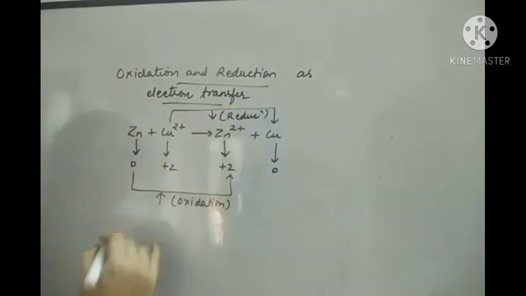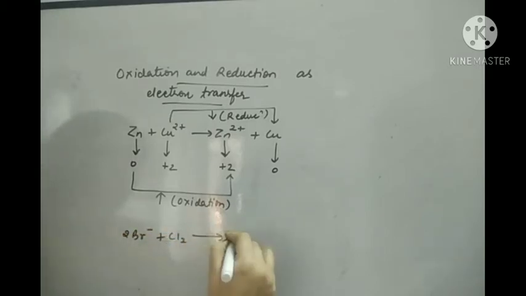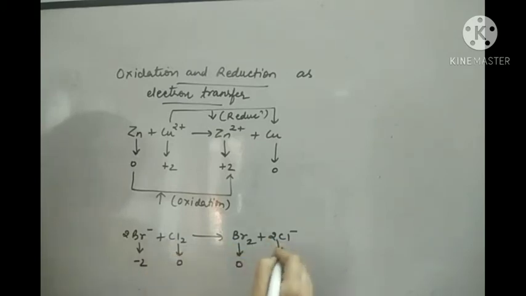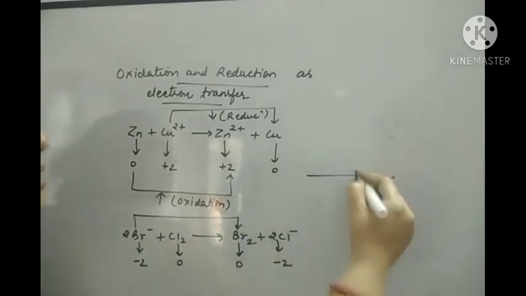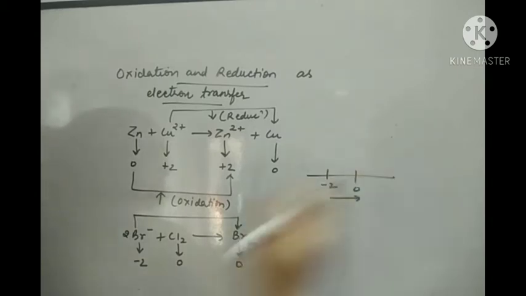Likewise, suppose the equation is this. So we'll find out the charge. Here the charge on Br, 2Br is there, so it is minus 2, it is 0, it is 0 and it is minus 2. So minus 2 to 0. Now what is happening? Minus 2 to 0. If we see the number line, 0 is here and minus 2 is here, which means the charge is increasing. So if the charge increases, it is oxidation.